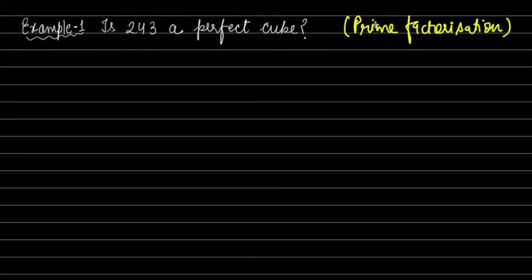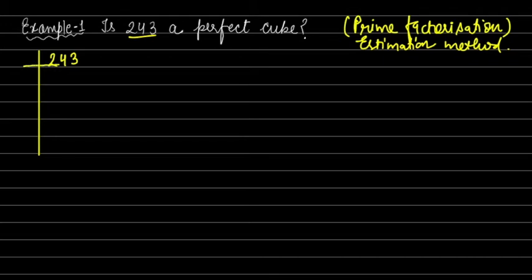Here in cube and cube root, we have only focused on the prime factorization method, and the second method which you will be understanding is the estimation method to calculate the cube root of a given number. Okay, so is 243 a perfect cube number? First thing we will start with: we will calculate the prime factorization of the given number.